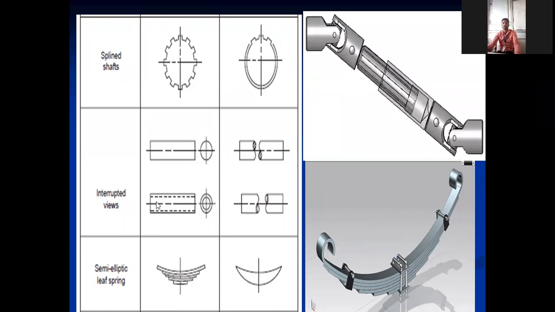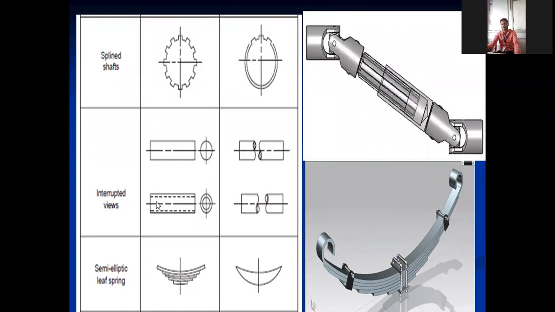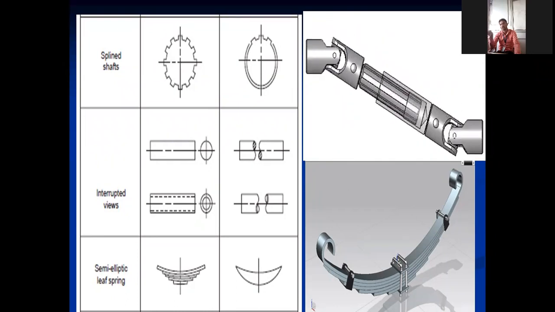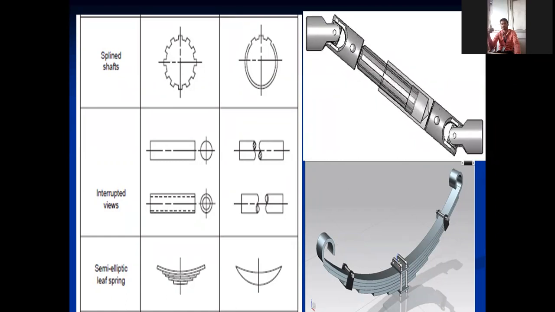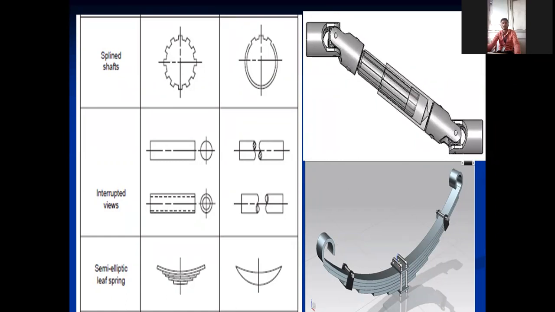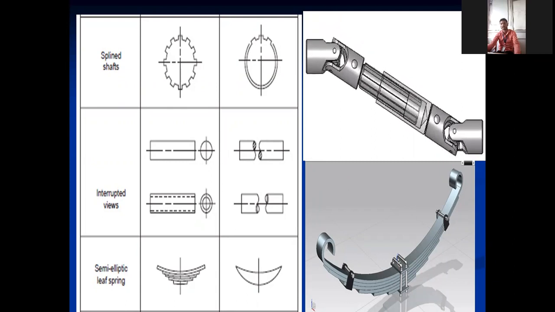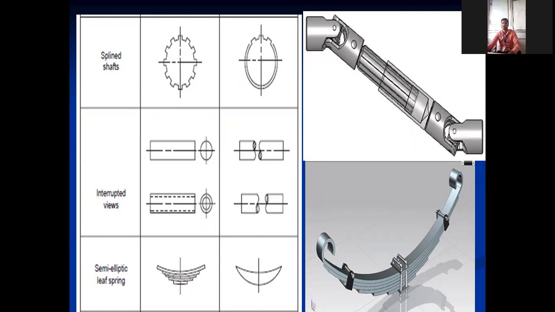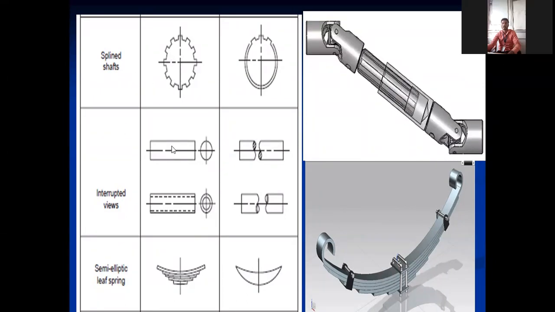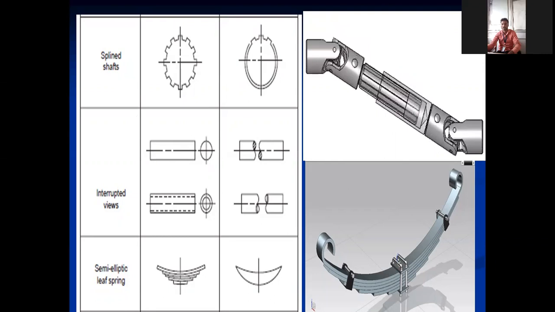Actually, if you take a shaft in your day-to-day life, it is a round bar. Round असतो, which is having a plane or curved surface. The circumference is a curvature. Are you getting it? But splined shaft means what? A shaft which is having splines.